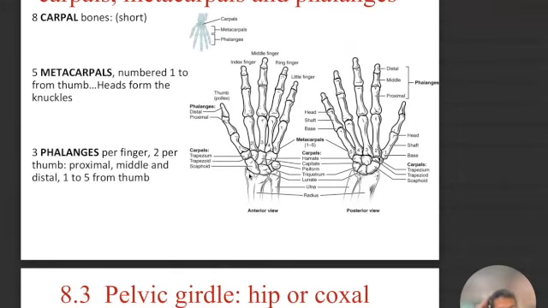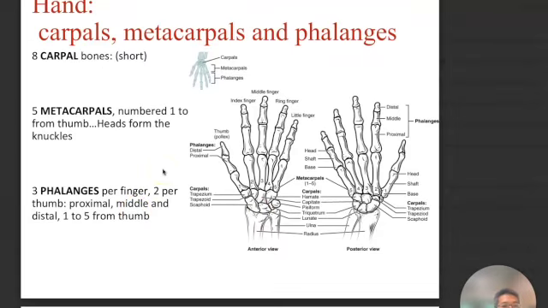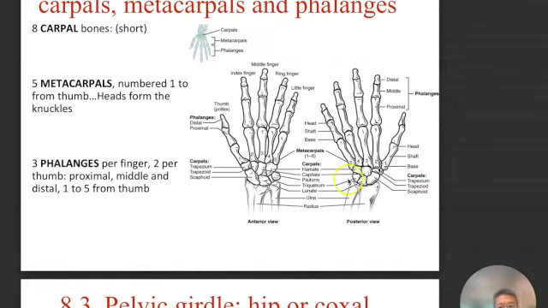The carpal bones, you don't have to remember all the carpal bones. There are 5 metacarpals. These are 5 metacarpals. Phalanges. There are proximal, middle, and distal phalanges. The metacarpals.